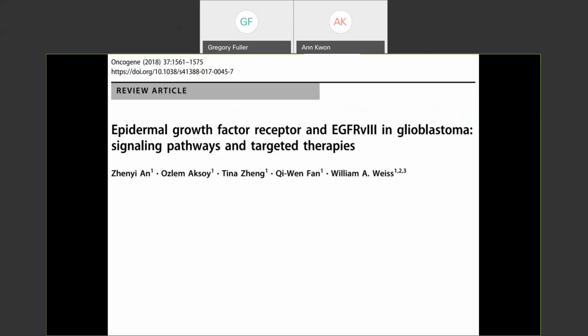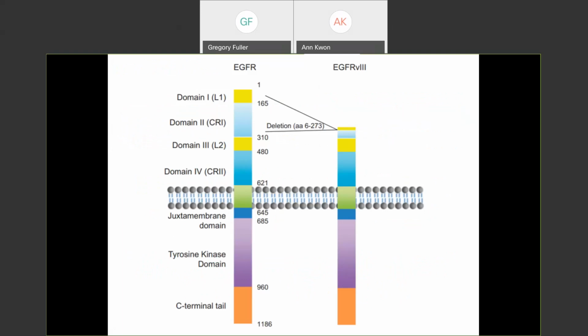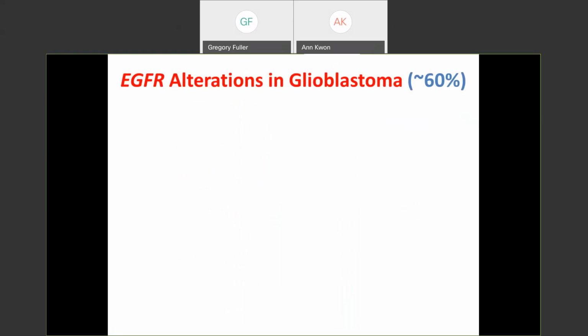Here's a nice 2018 Oncogene paper, epidermal growth factor receptor EGFRvIII and glioblastoma, signaling pathway targeted therapies. All right, here shows the native EGFR wild type on the left. Here's EGFRvIII. This is what's deleted, and what they're showing you is deletion of amino acids. We say amino acids 6 through 273, and those, of course, comprise exons 2 through 7. Okay, so let's take a look at EGFR alterations in glioblastoma.